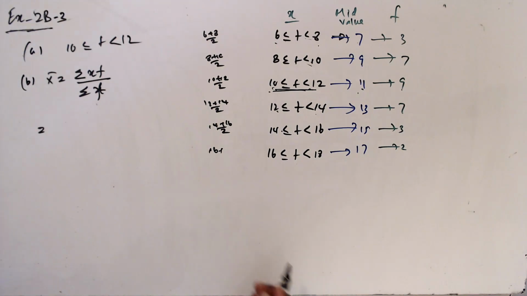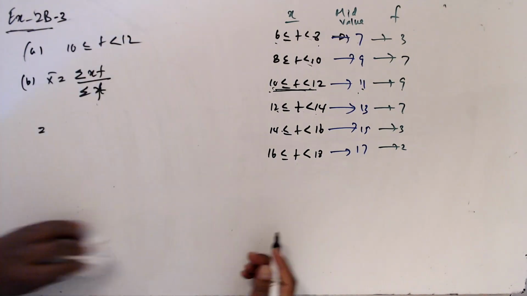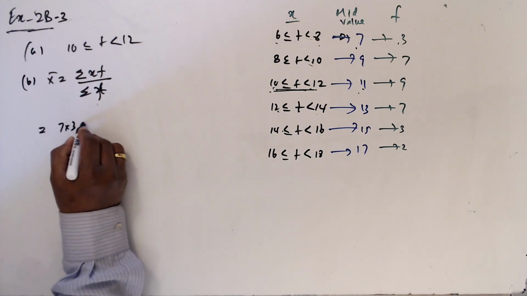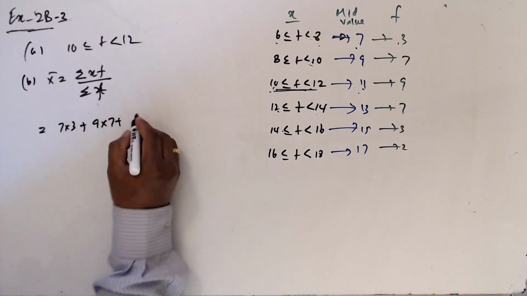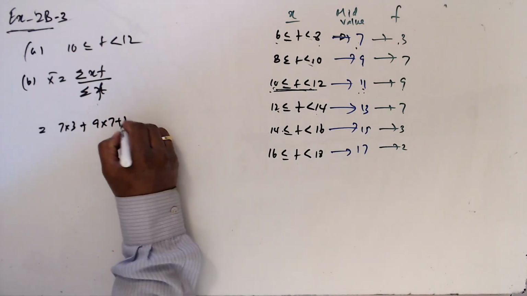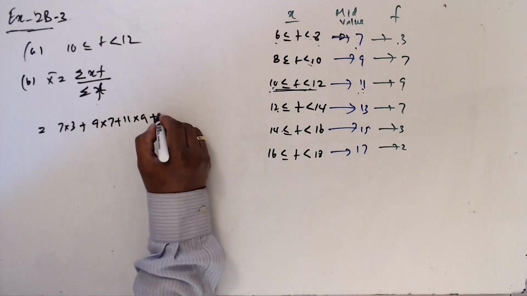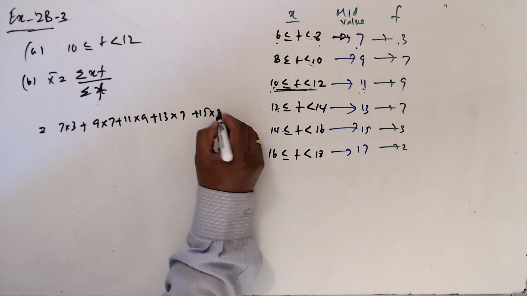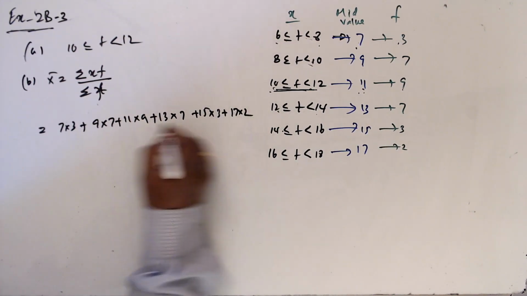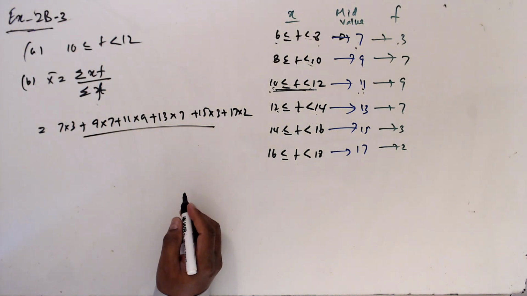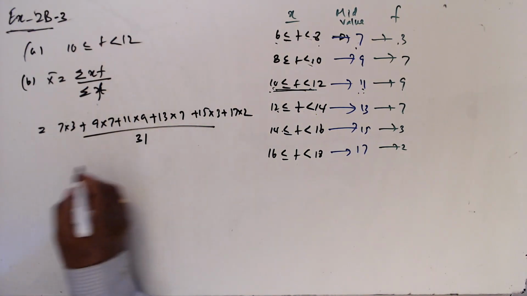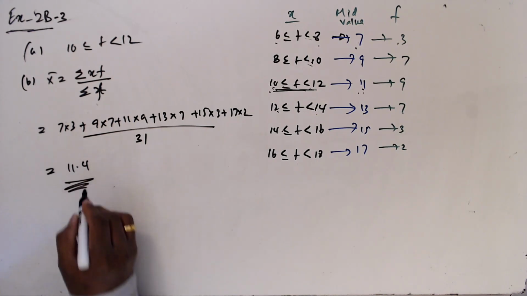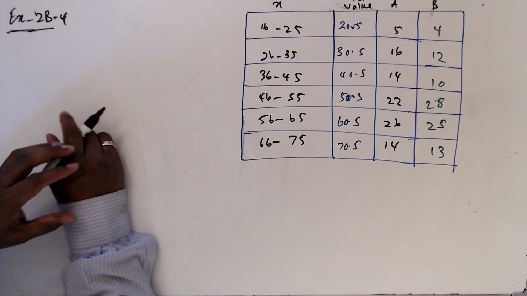Now we'll write 7 times 3 plus 9 times 7 plus 11 times 9 plus 13 times 7 plus 15 times 3 plus 17 times 2, divided by 31. So this answer is 11.4.